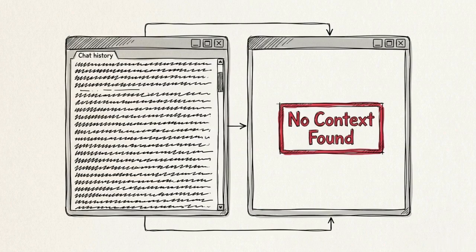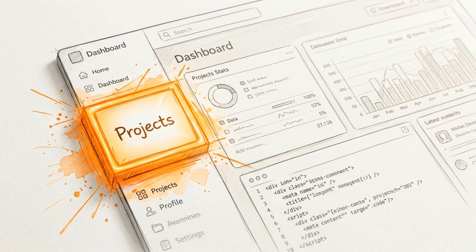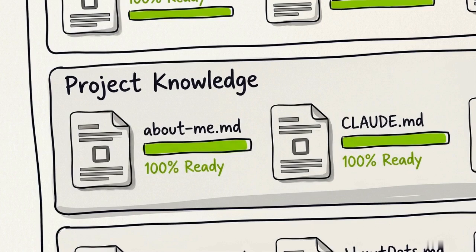Standard chat windows are temporary. As soon as you close them, the AI forgets the context of your previous work. To fix this, you need to build long-term memory. On the Claude dashboard, navigate away from the chat screen and click the highlighted Projects tab. A project acts as a persistent second brain. Inside this new project workspace, upload the about-me and CLAUDE.md files you just created, so they serve as the core logic for the environment.